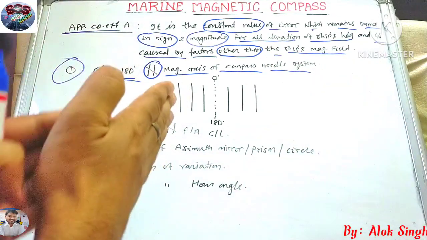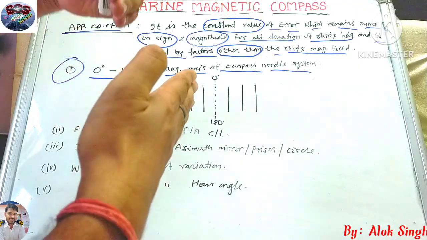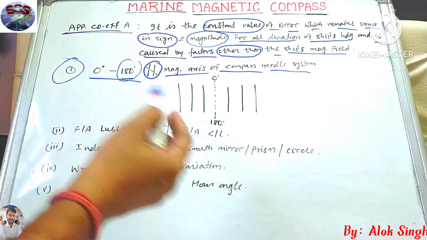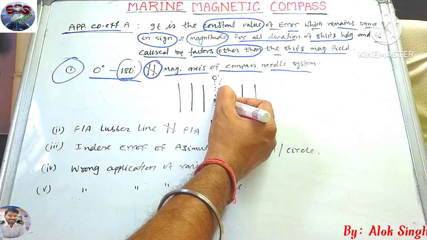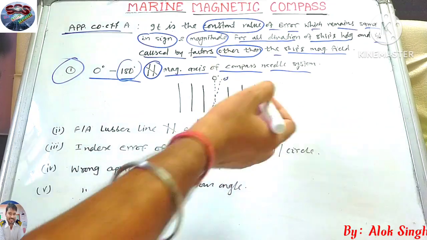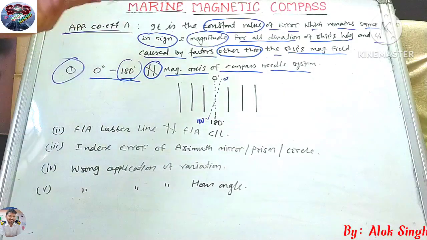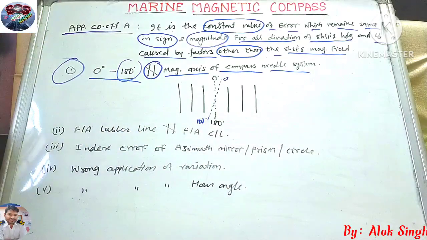If your compass needle is showing 0 degree, and we extend the compass needle to the opposite side, it will not match with the 180 degree. Suppose your needle is somewhere here and 180 degree is somewhere here, it means it is not parallel. That type of error is a constructional error. So this coefficient might be because of this, which we need to verify.